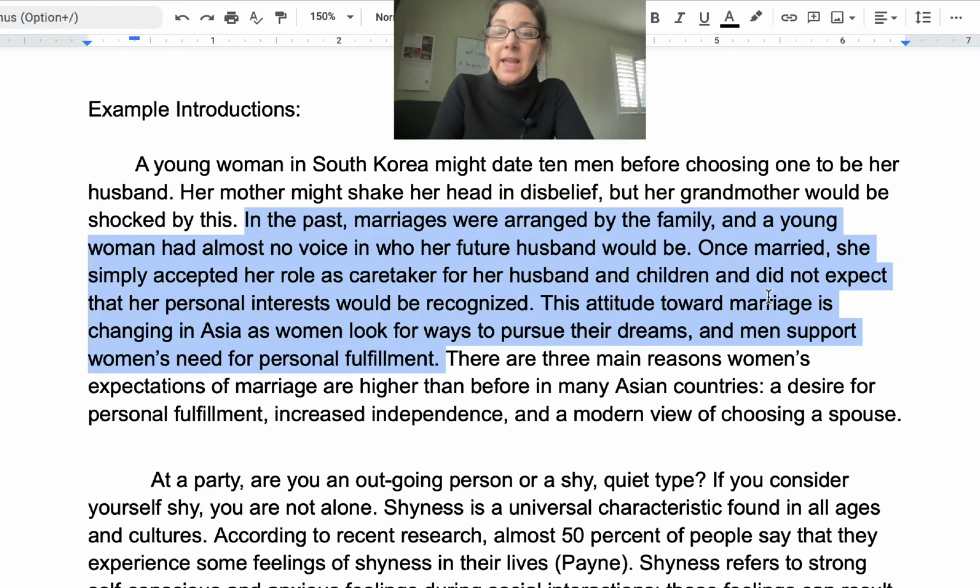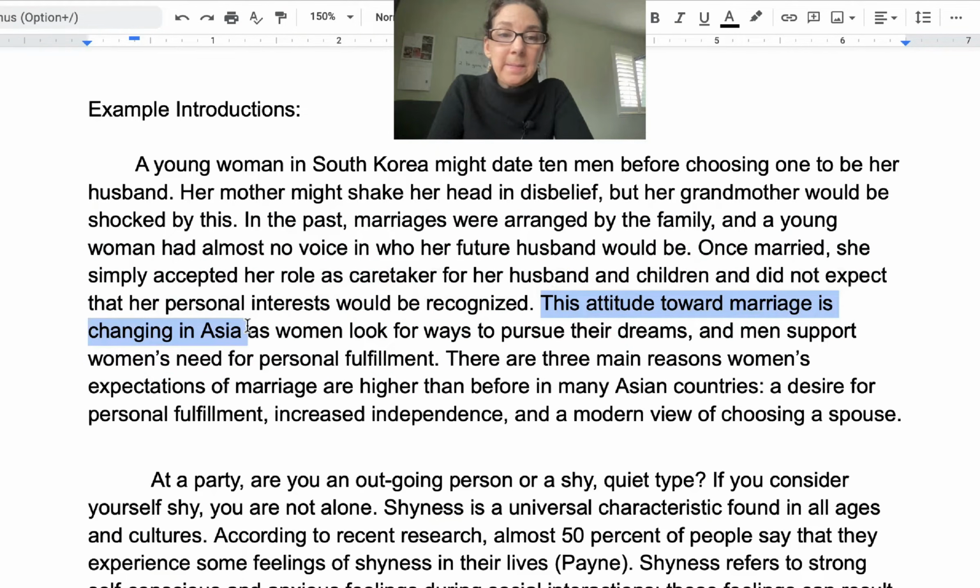In addition, it also shows why the topic is important. Who cares? Well, the topic is important because marriage is changing in Asia. Okay, and this is in the present, right? It's changing in Asia now.